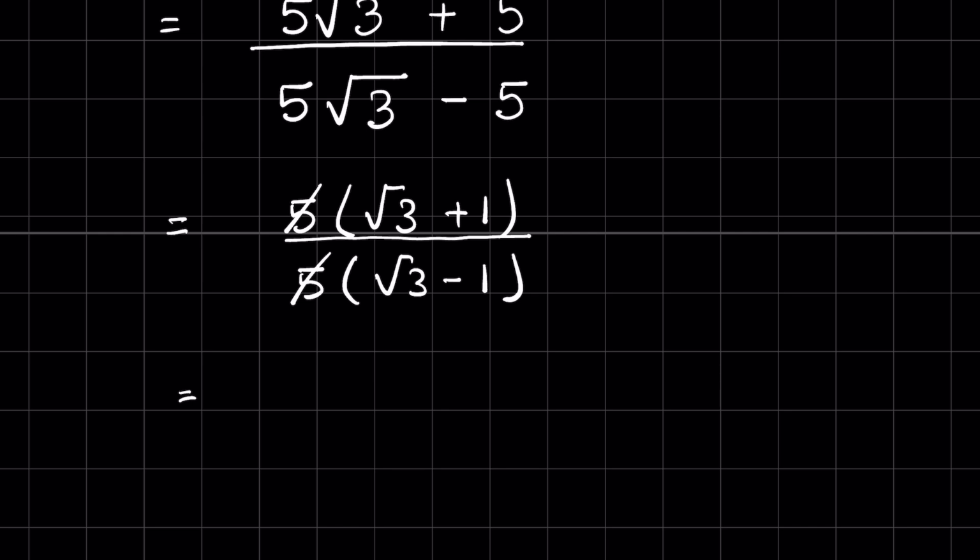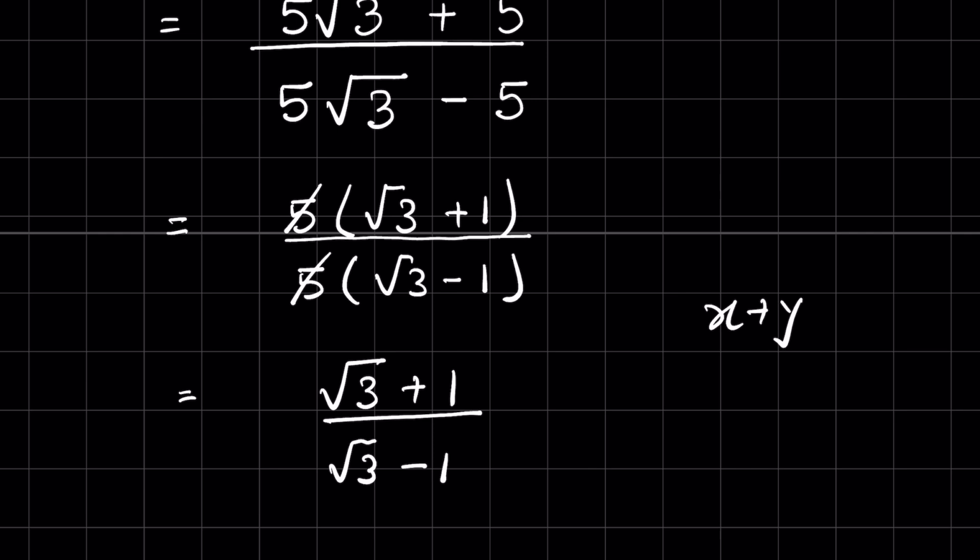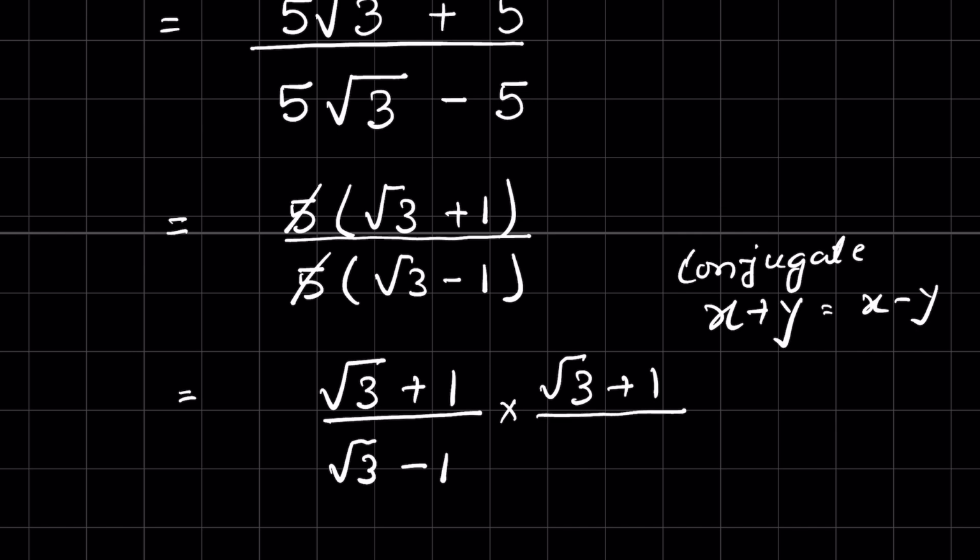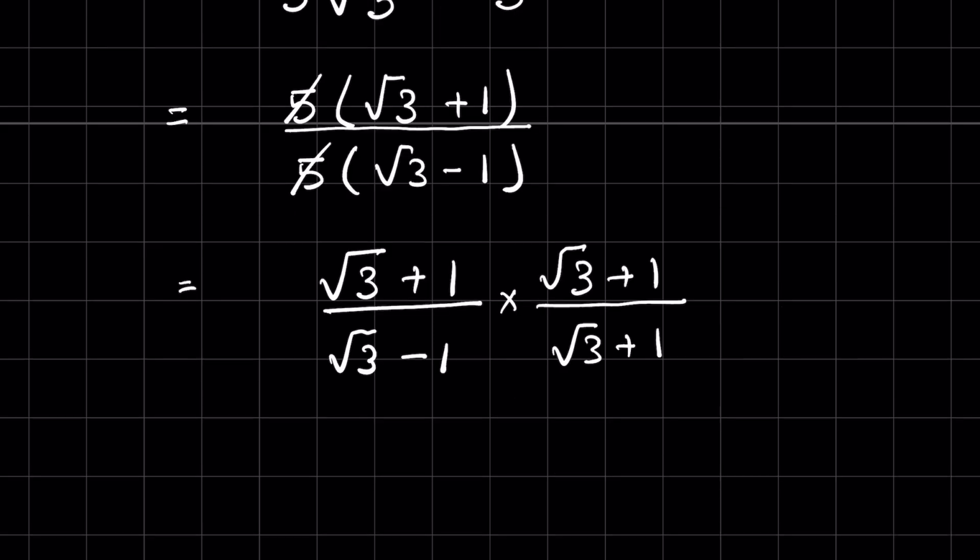Now we can rationalize the denominator. To rationalize the denominator, we multiply and divide it by the conjugate of the denominator. The conjugate of x plus y is x minus y. So √3 minus 1, its conjugate will be √3 plus 1, upon √3 plus 1. By dividing and multiplying, we are not changing the question because you can cancel this and this out and the question remains the same.